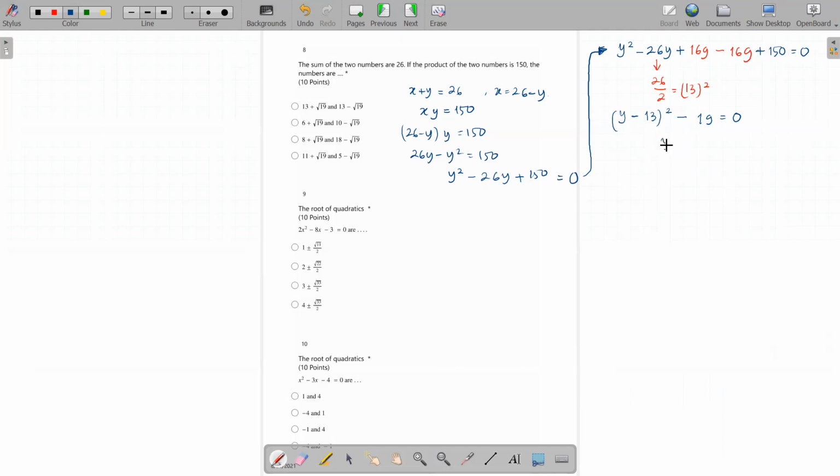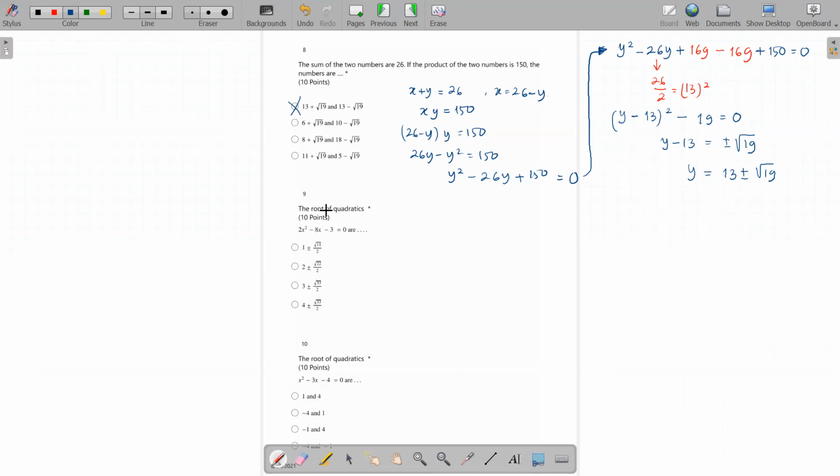So here you will get y minus 13 squared equals 19. So y minus 13 equals the square root of 19. Remember that square roots have the value of plus and minus, and therefore you need to add plus or minus the square root of 19. So you get y equals 13 plus or minus the square root of 19, and therefore the answer will be A.